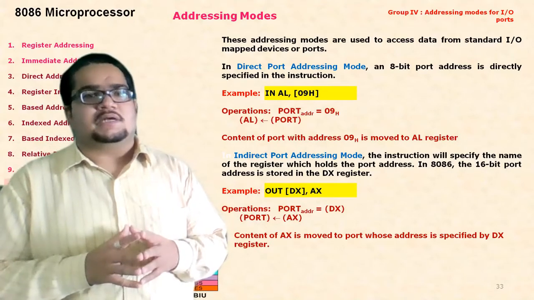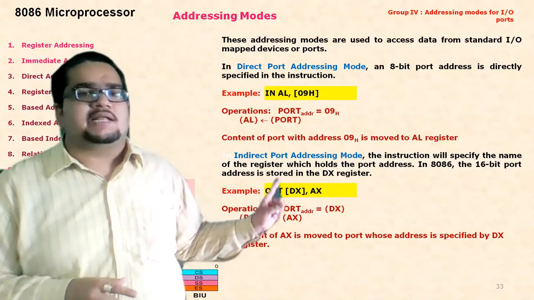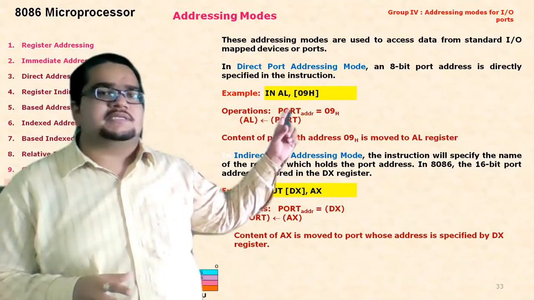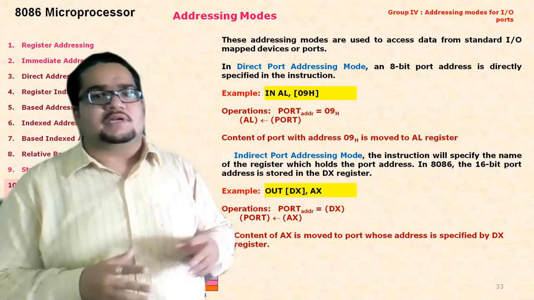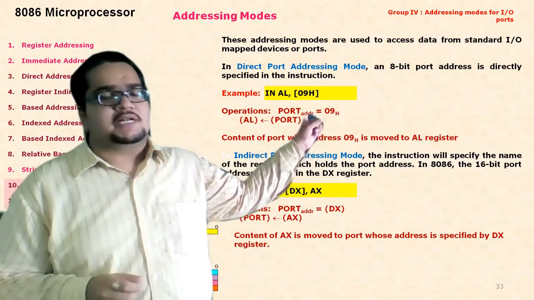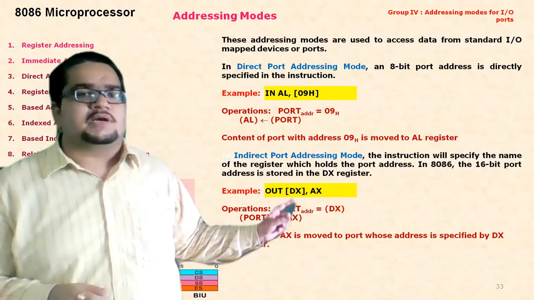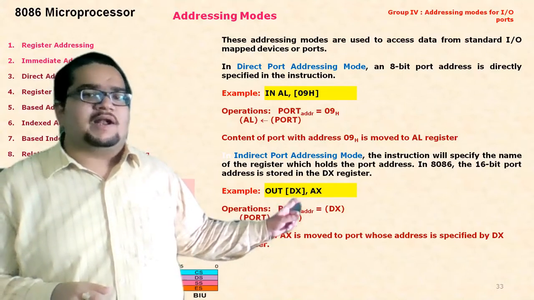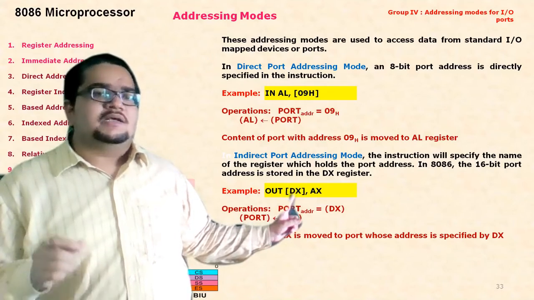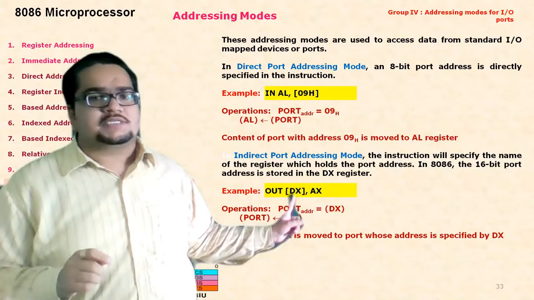And here, again there are two types of addressing: direct port addressing and indirect port addressing. Direct port addressing is one in which the port address is directly available as an address location inside the instruction itself. And in the indirect port addressing mode, you will find that not the location of the port, but instead some register will be indicated in the given instruction.